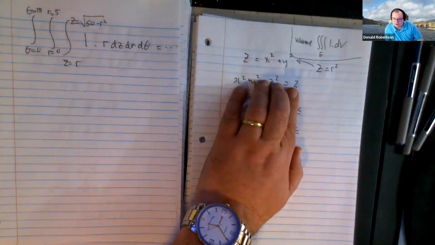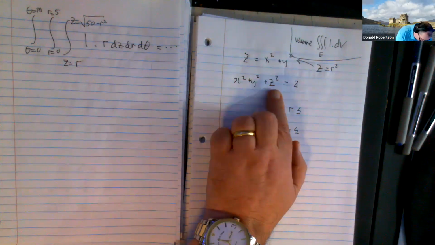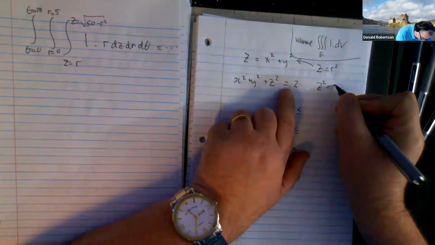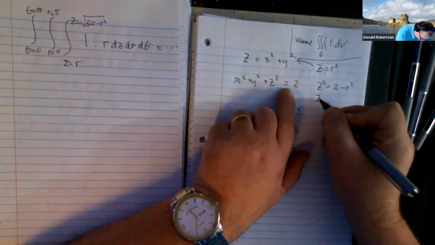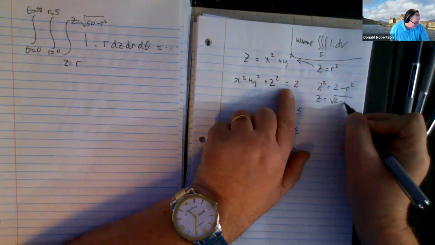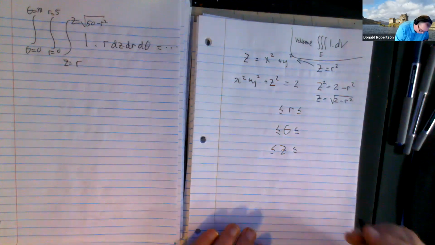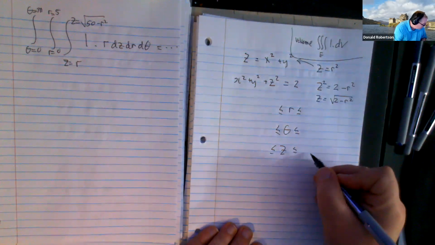Right. If you rearrange this one, aren't you going to get z squared equals 2 take away r squared? And so won't that make z equal to that guy? Are you comfortable with that? And I'm going to make the assumption that it's positive because it kind of has to be. But that's only got one of the limits of integration sorted out.